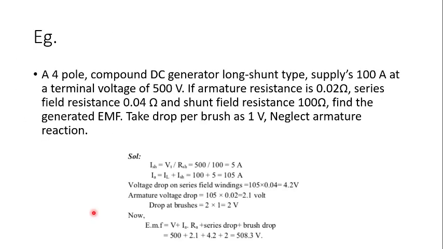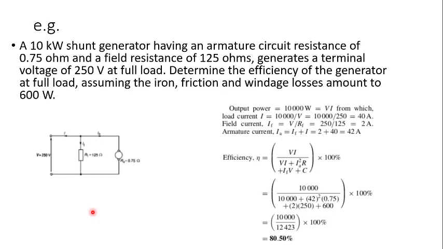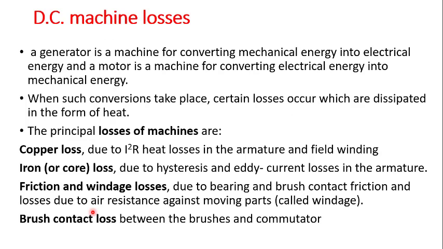Maybe this is all about the DC generators. We have looked at all the DC generators, the separately excited and then the self-excited. We have also looked at the types of the self-excited. We have looked at the various losses in the electrical machines. So in our next lecture, we will solve more questions, and then we'll move on to DC motors. We are done with DC generators.